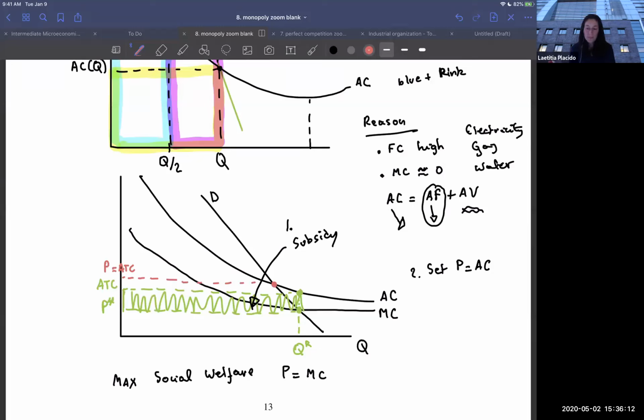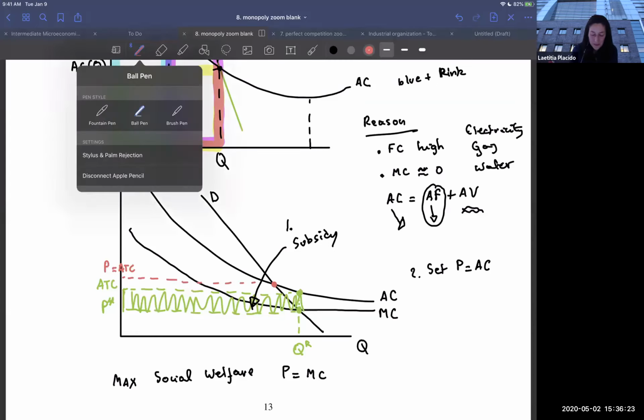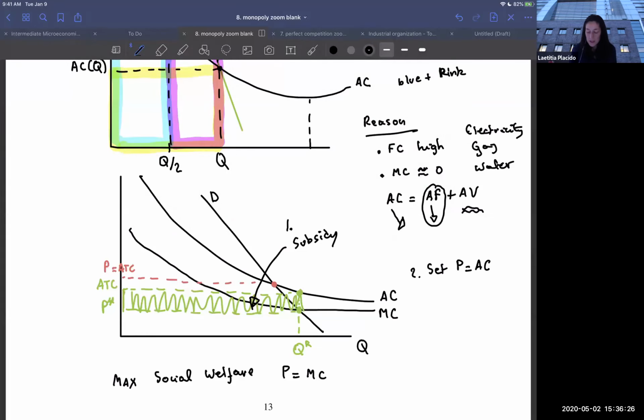What happens when we set price equals to average cost? What do we know? Well, remember, the monopolist is going to stay in the market. Why? If you write down the profit, price minus average cost times Q, if you set price equals average cost, then the profit is going to be 0. But at least it's not going to be negative, like when we set price equals marginal cost. So here profit is equal to 0, and the firm has some incentive to stay in the market.